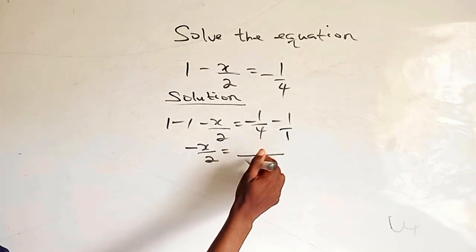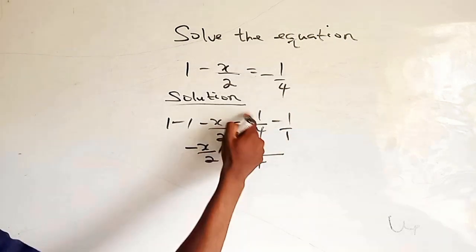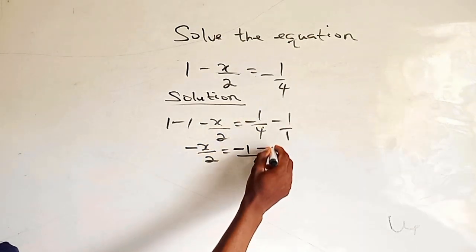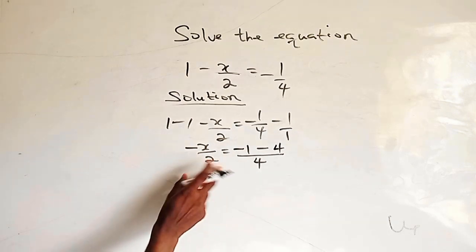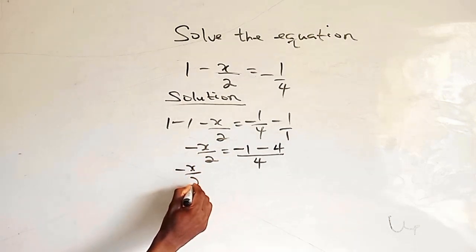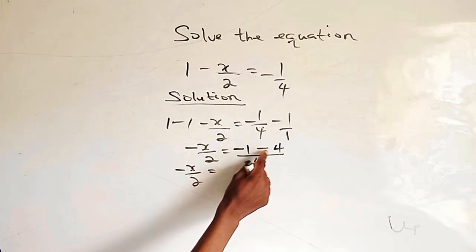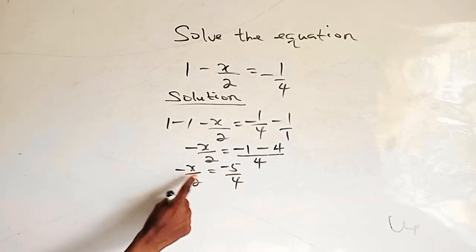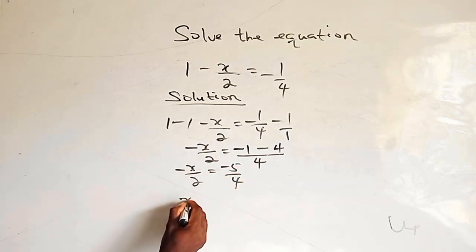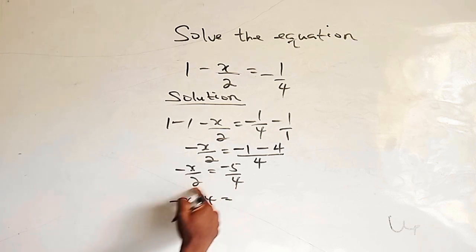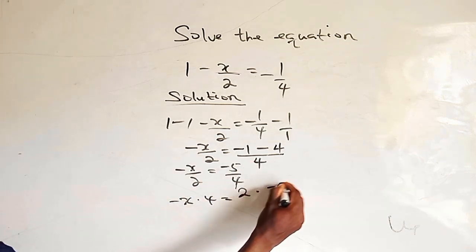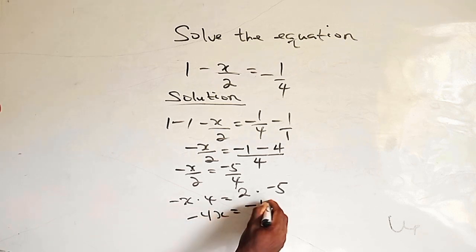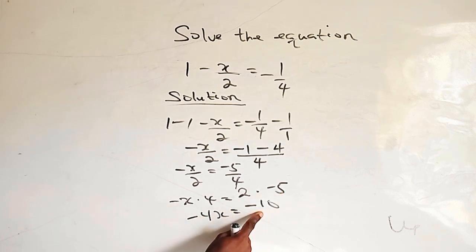So the LCM of 4 and 1 is 4. 4 in 4 is 1 times 1, that is minus 1. 4 in 1 is 4, 4 times 1, that is 4. So here we have minus x over 2 equals minus 1 minus 4, that is minus 5 over 4. So here we cross multiply, minus x times 4 equals 2 times minus 5. So this just gives minus 4x equals minus 10. 2 times 5 is 10.